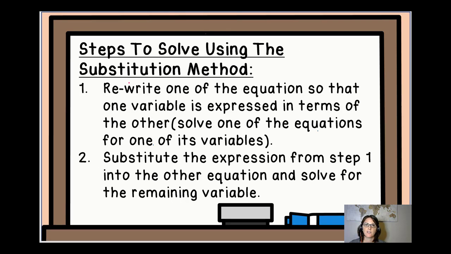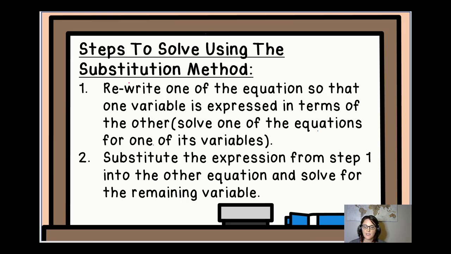So the first thing we're going to look at are the steps to solve using substitution. Step one, we're going to rewrite one of the equations so that one variable is expressed in terms of the other. Solve one of the equations for one of its variables. It could be either for x or y, it doesn't really matter.